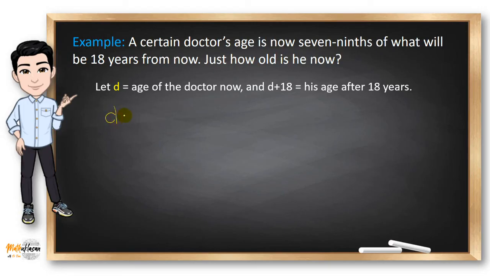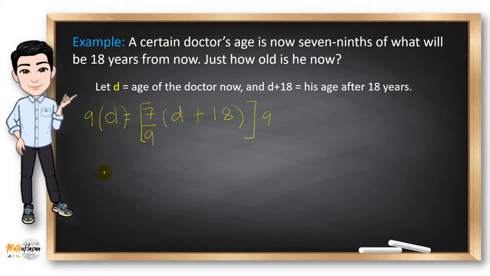And the age of the doctor now is 7/9 of what it will be in 18 years. So we need to multiply 7 over 9 to his age 18 years from now, and that is D plus 18. Let us solve for D. So for me to get rid of 9, I just need to multiply both sides by 9.